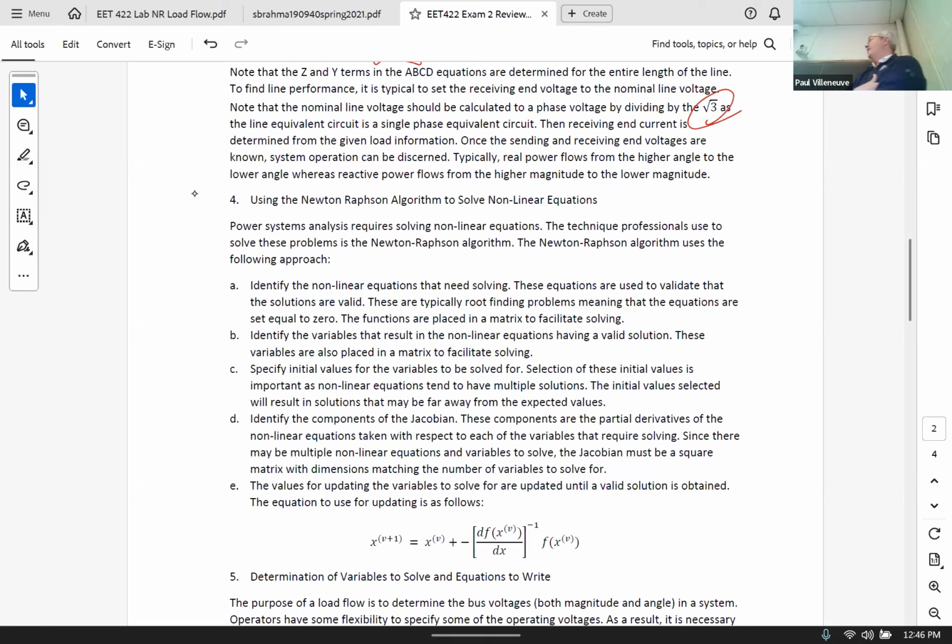And what we're doing in this class is root finding. Root finding means we just set our equations equal to 0. And once that equation evaluates to 0, we're good to go. We've got a valid solution.